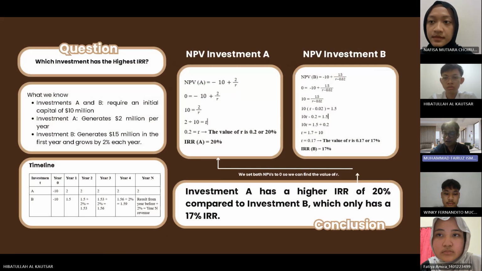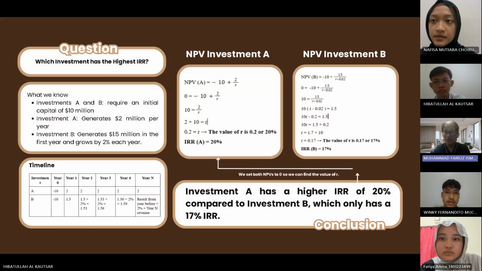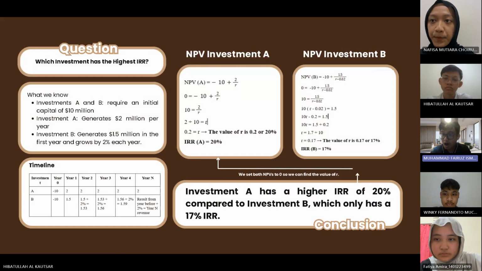Investment B's returns are variable due to the 2% growth each year, so we use a geometric progression in the NPV formula. The NPV of B becomes minus 10 plus 1.5/(R minus 0.02). Solving for R, we get 0 equals minus 10 plus 1.5/(R minus 0.02), so 10 equals 1.5/(R minus 0.02). So we get R equals 0.17, or 17%. So investment B has an IRR of 17%.